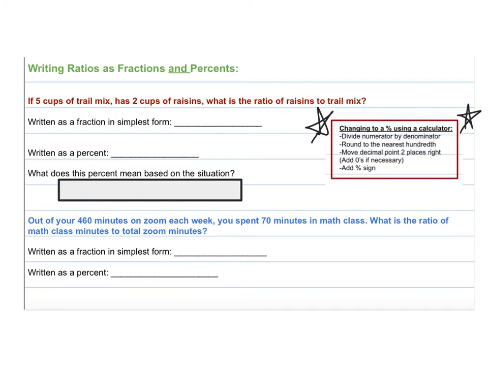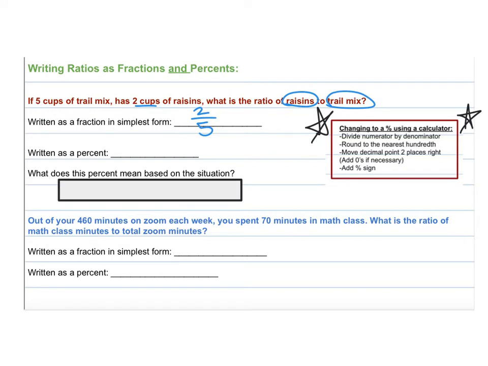So the first one here, if 5 cups of trail mix has 2 cups of raisins, what is the ratio of raisins to trail mix? Again, raisins is first, so that's our numerator. Well, there's 2 cups of raisins, so we put 2 on our numerator. Then we're looking for trail mix. Well, there's 5 cups of trail mix, so that's our denominator. Always simplify, that's already in simplest form, so our fraction would be 2 to 5.